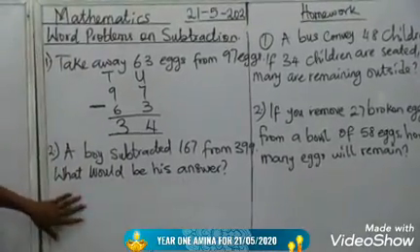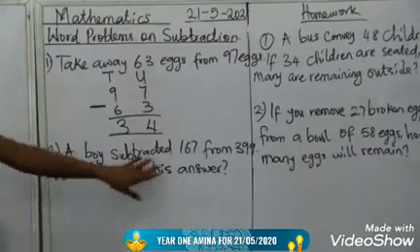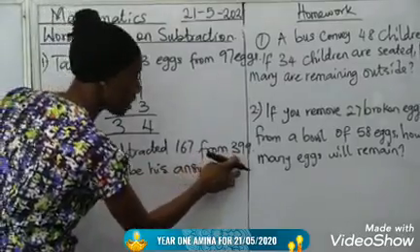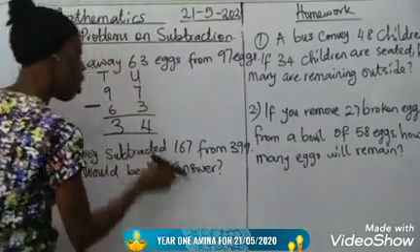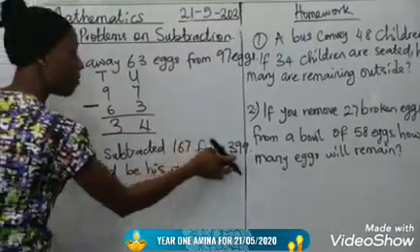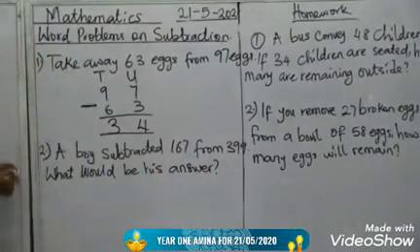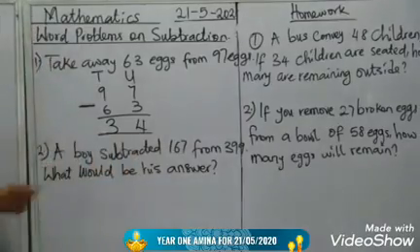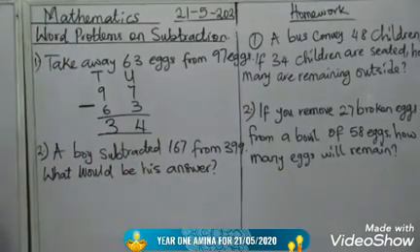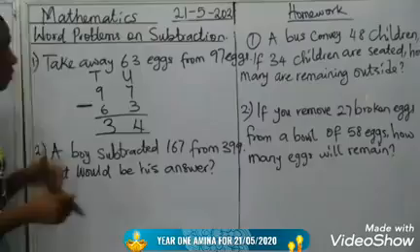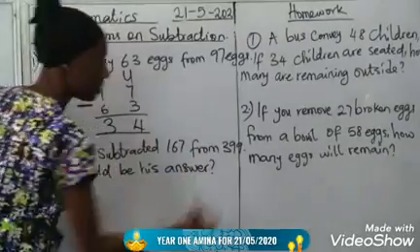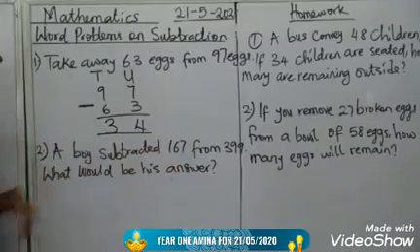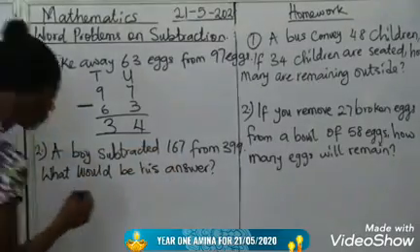Alright, let's take the number 2 question. A boy subtracted 167 from 399. Now, who can tell me the number that is bigger here? And who can tell me the number that is smaller? Yes, the bigger number is 399 and the smaller number is 167. Very good.